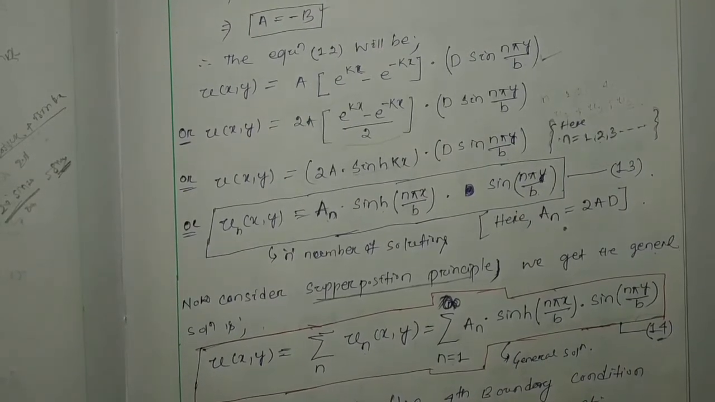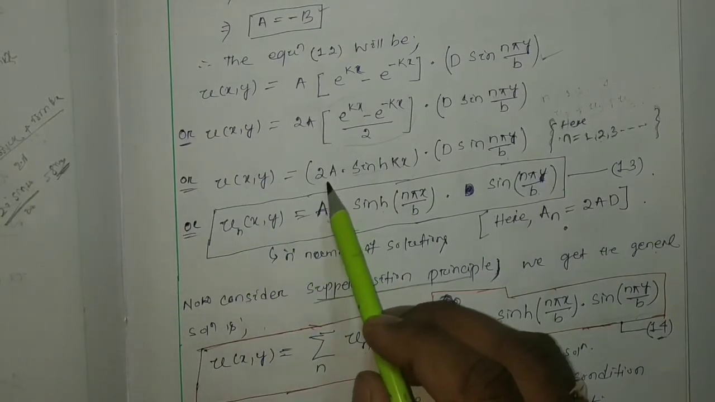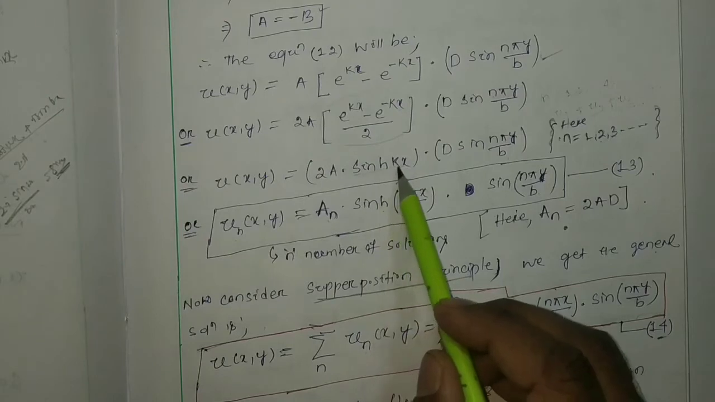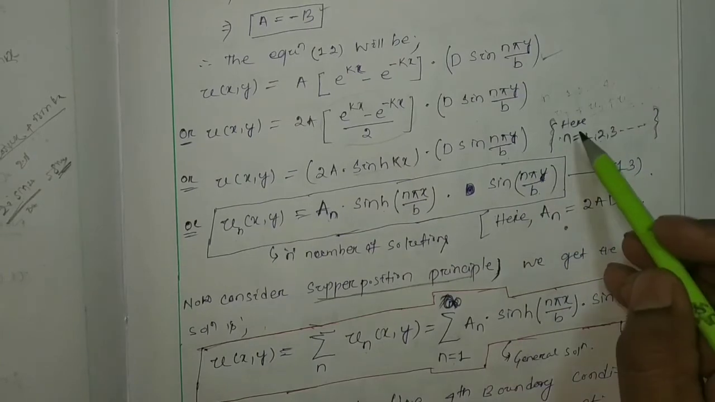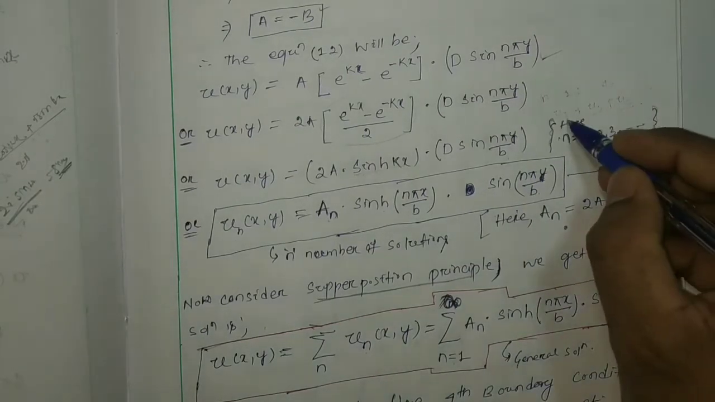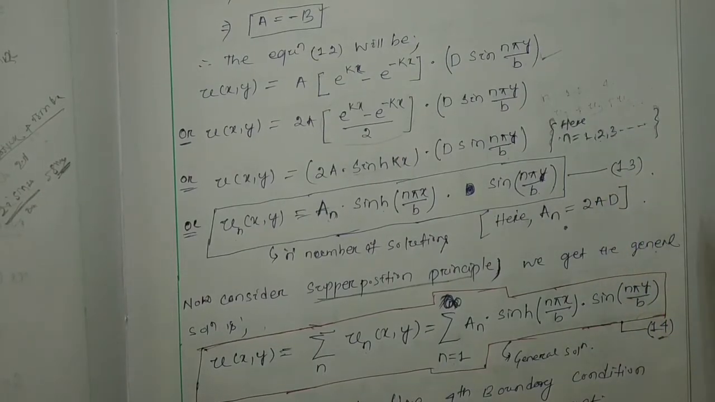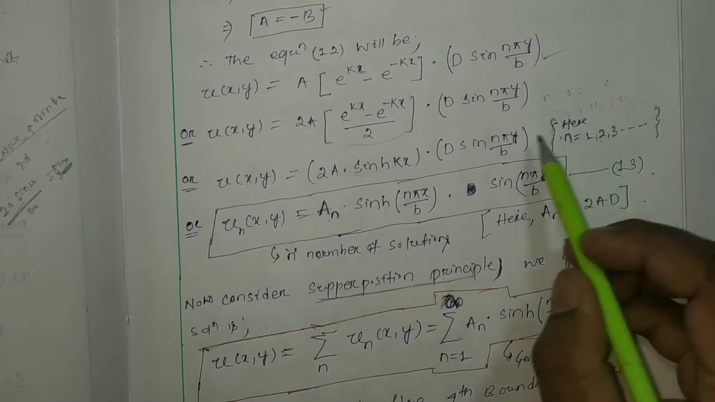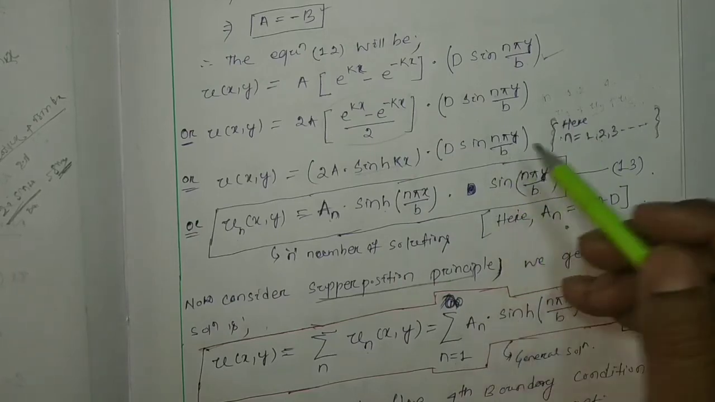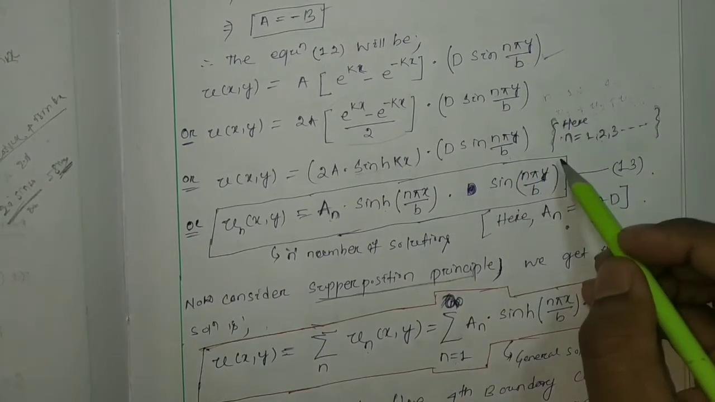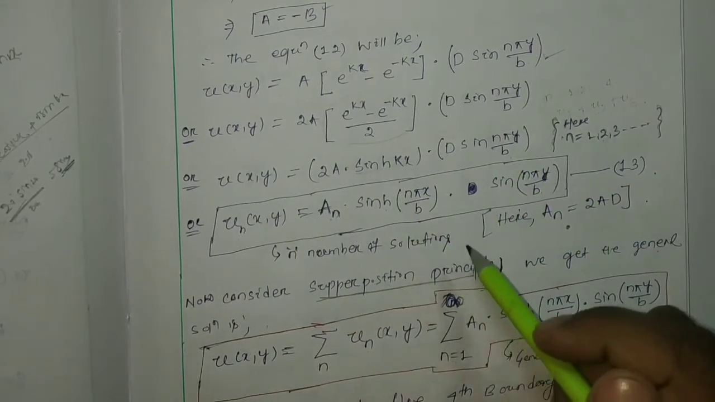So we found that u(x,y) equals 2a sinh(kx) into d sin(n pi y by b). Here n equals 1, 2, 3 and so on. Whenever we consider n equal to 1, it will give one solution; whenever we consider 2, another solution; 3, another solution. But n is not to be 0. If I put n equal to 0, then the entire solution is going to vanish, right?